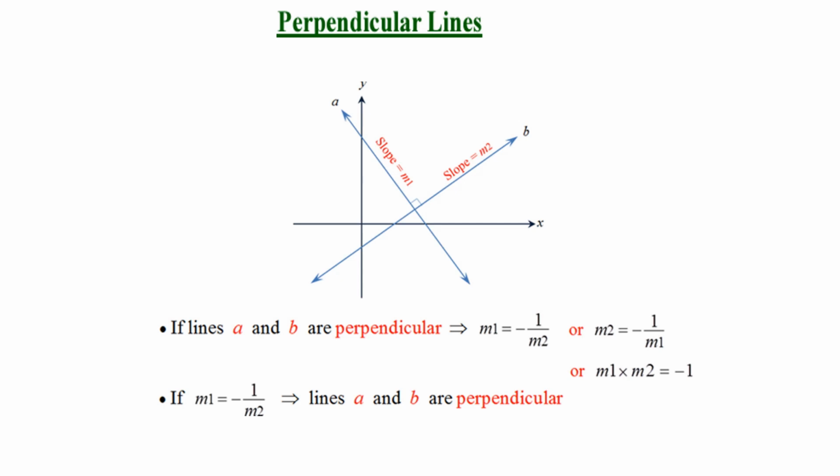And from that we can easily remember this condition. M1 times M2 is negative 1. The product of the slopes must be negative 1. So this is the condition for perpendicular lines.